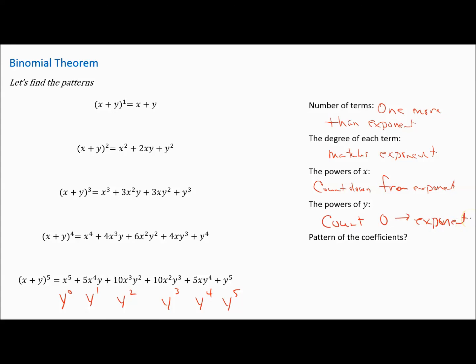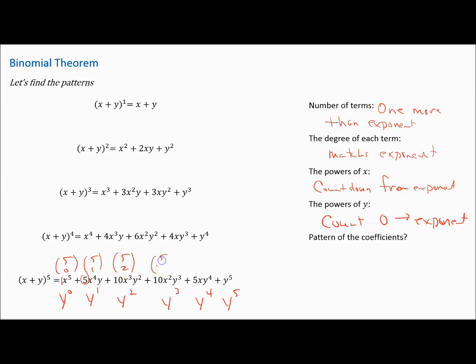So this is going to be neat. We can do this. And what about the pattern of the coefficients? We've already talked about that. Like this would be 5 choose 0, right? This would be 5 choose 1. I'm talking about these numbers right here. This would be 5 choose 2.